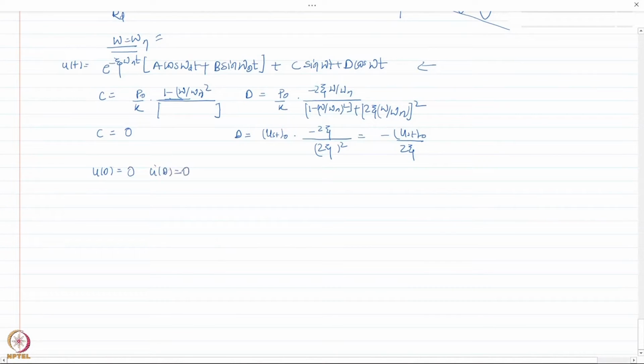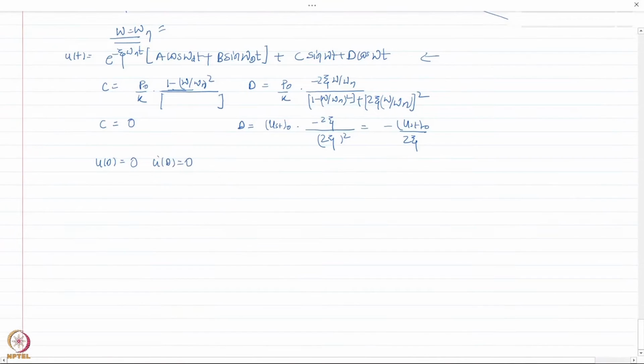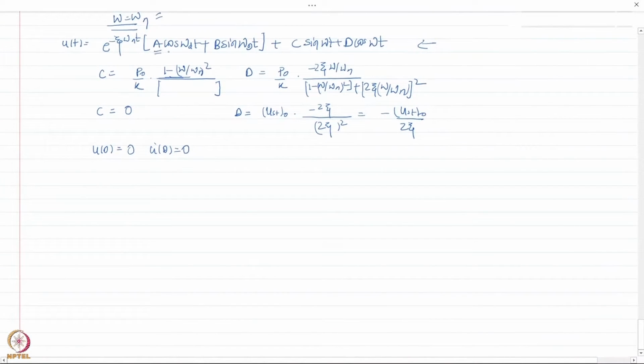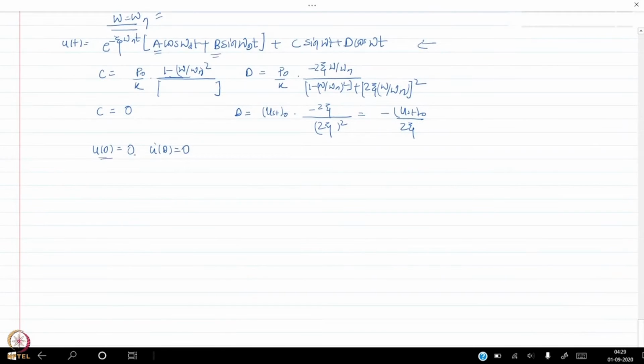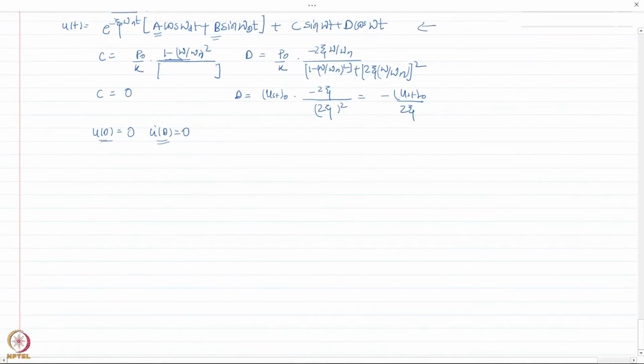So we are assuming that the system was initially at rest. We can find out the values of a and b. After substituting, I'm not going to do all those calculations, just giving you the values of a and b. Basically you will get a as u_st0 by 2 zeta, and the value of b you would get as u_st0 divided by 2 zeta square root of 1 minus zeta squared.